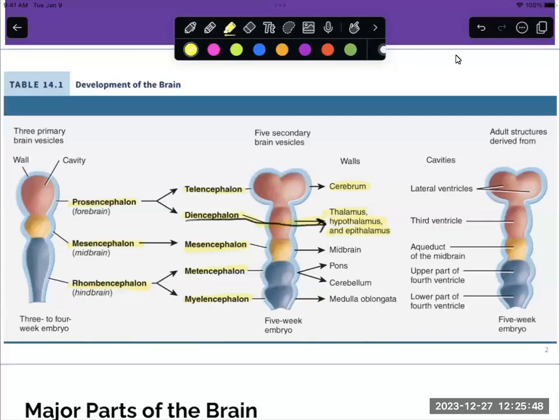The brain also has open spaces. These open spaces are known as ventricles. We'll look at them in more detail shortly, but we have lateral ventricles. We have a third ventricle. We have an aqueduct. This aqueduct is a transport between the third and the fourth ventricle.